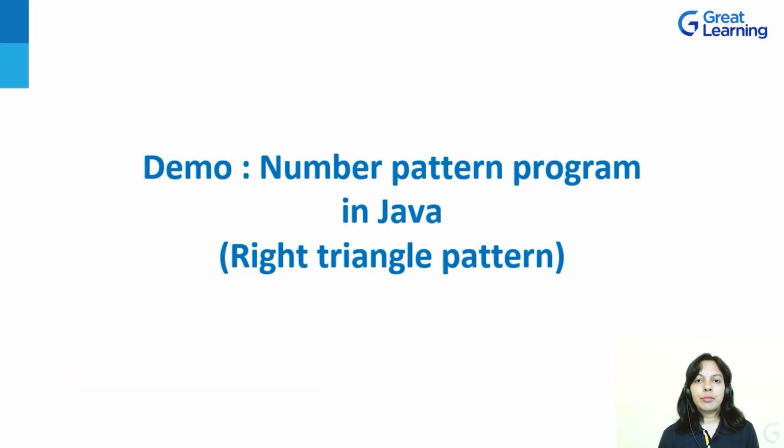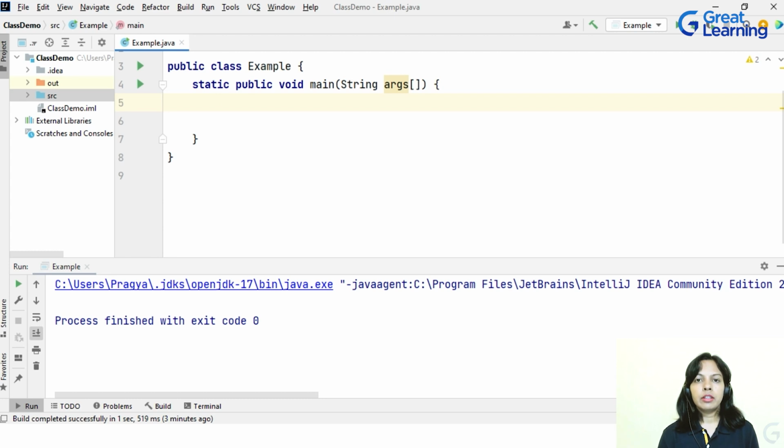Now let us see the demonstration for the number pattern program in Java, but for the right triangle pattern. So let's go to the IDE and start typing the code for the right triangle pattern. Here I'm using IntelliJ IDE; you can use any other. I've already created the class and the main method. Let's now start typing the code for the right angle triangle pattern program for numbers.